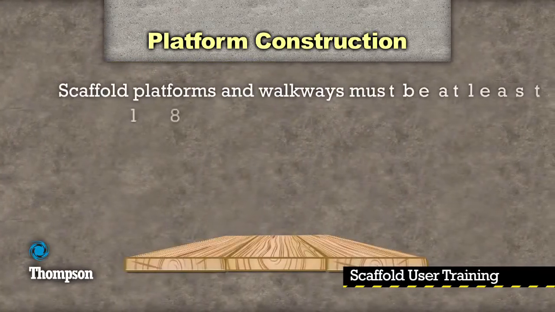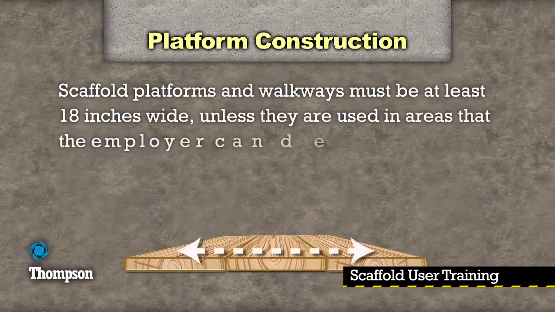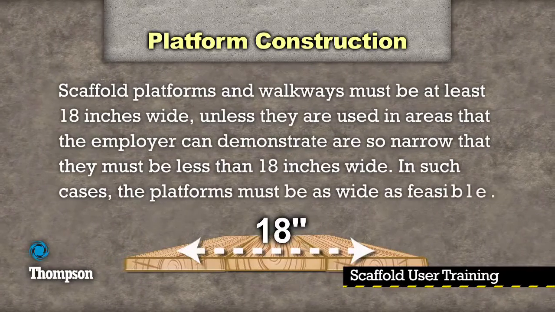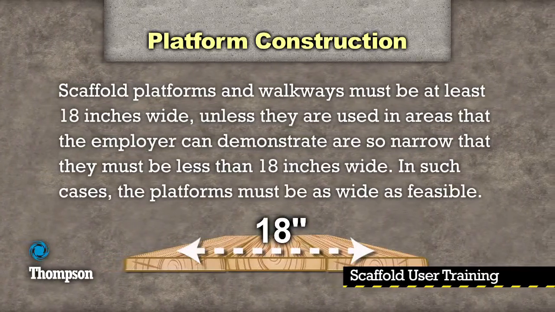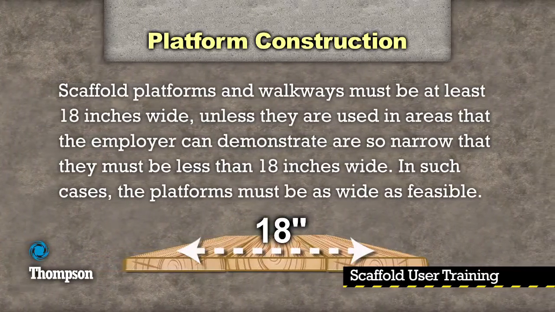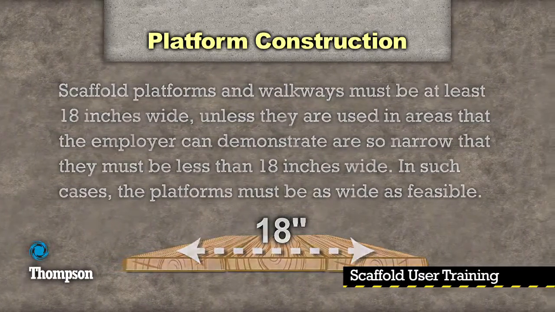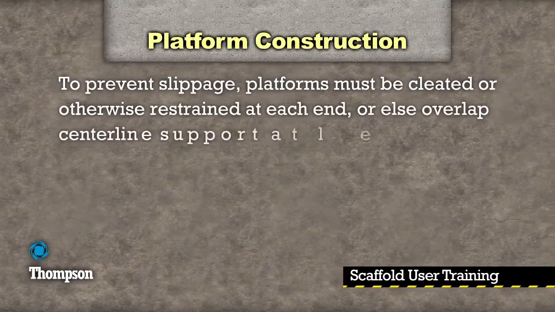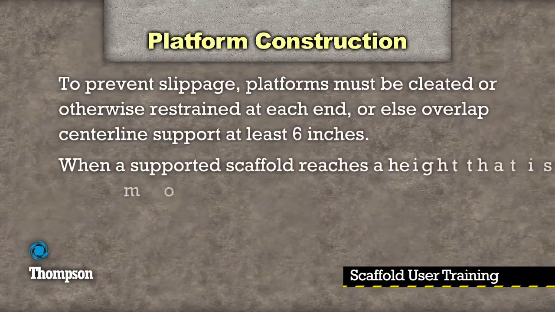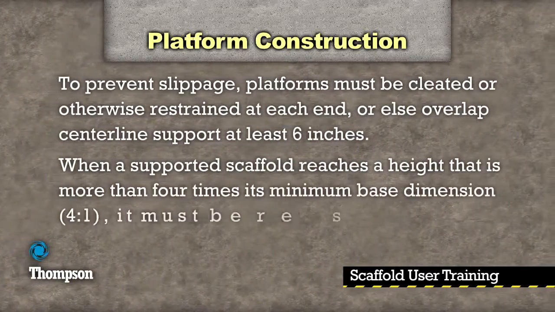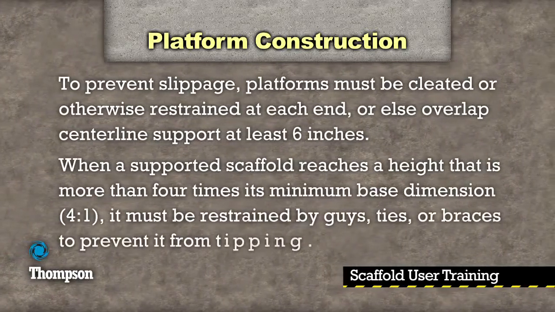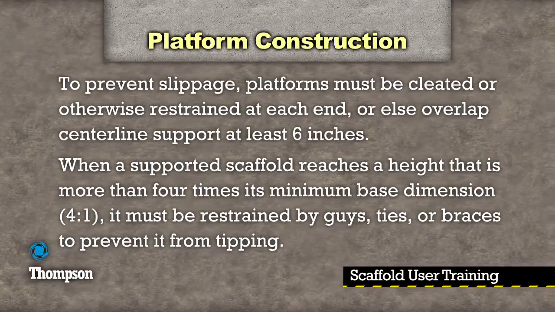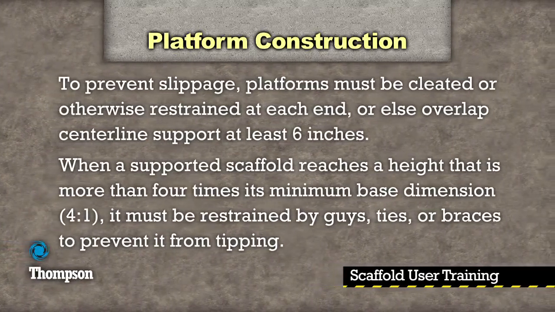Scaffold platforms and walkways must be at least 18 inches wide unless they are used in areas that the employer can demonstrate are so narrow that they must be less than 18 inches wide. In such cases, the platforms must be as wide as feasible. To prevent slippage, platforms must be cleated or otherwise restrained at each end, or else overlap centerline support by at least 6 inches. When a supported scaffold reaches a height that is more than 4 times its minimum base dimension, it must be restrained by guys, ties, or braces to prevent it from tipping.